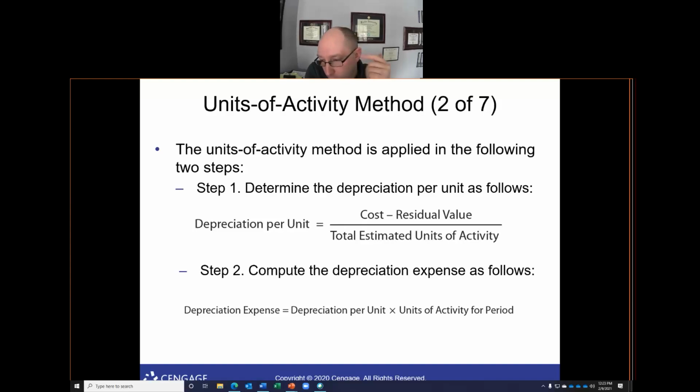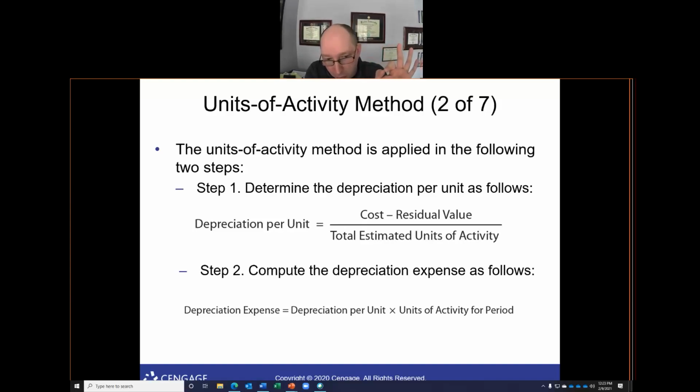Because with forklifts, instead of odometers like you have in your car, we don't measure forklifts by miles, we measure them by hours. Just like a lawnmower. A lawnmower has an odometer on it. The odometer is number of hours, not miles driven. Okay, so that's step one.